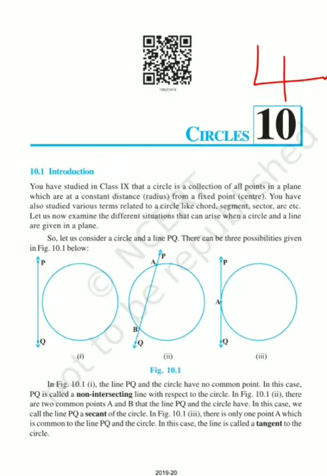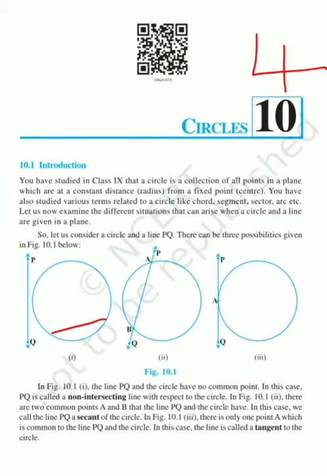Now, when we add 2 radii, you get the diameter, right? Again, you have also studied various terms related to circles, like chord. Chord means 2 points touching at the circumference of the circle. Segment means the portion between the chord and the circumference of the circle. Sector means the region from the center of the circle joining 2 radii. This is our sector. Arc you have studied, and so on.